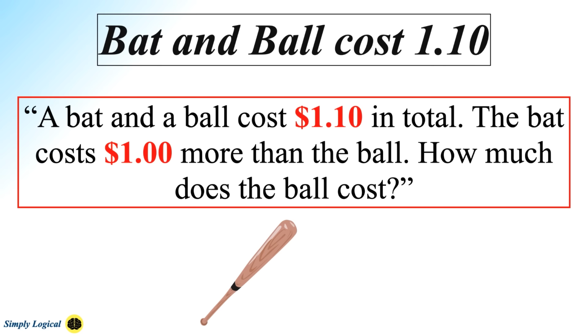A bat and a ball cost $1.10 in total. The bat costs $1 more than the ball. How much does the ball cost? Let me repeat the puzzle. A bat and ball cost $1.10 in total. The bat costs $1 more than the ball. How much does the ball cost?